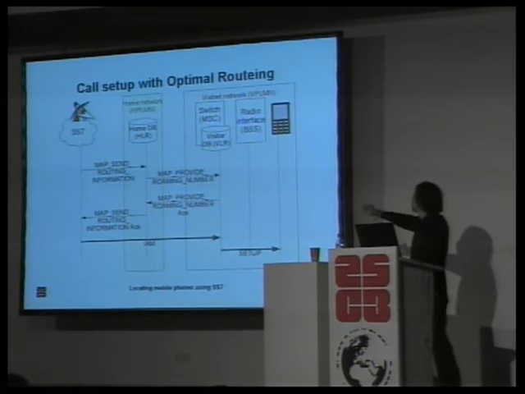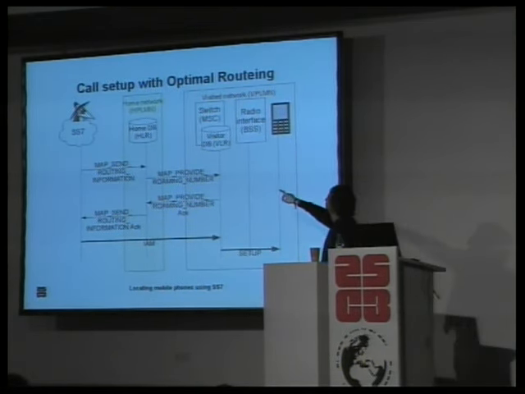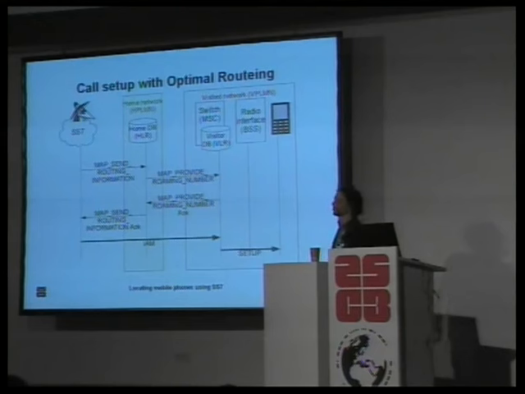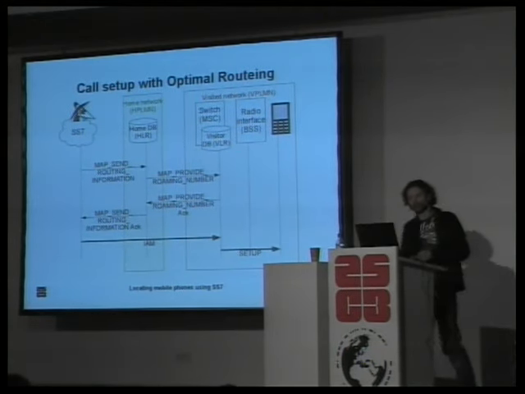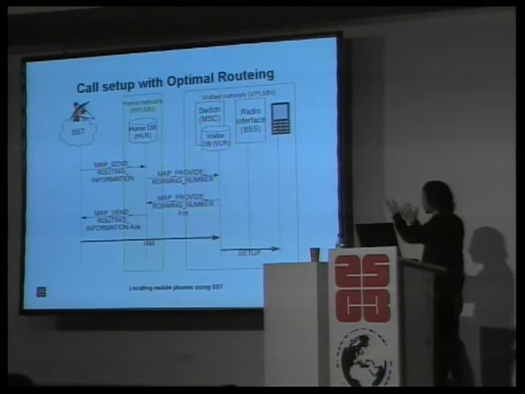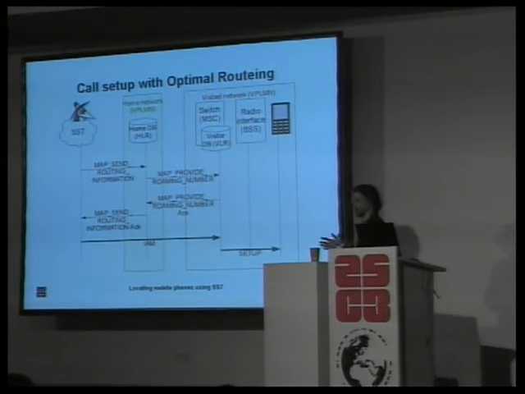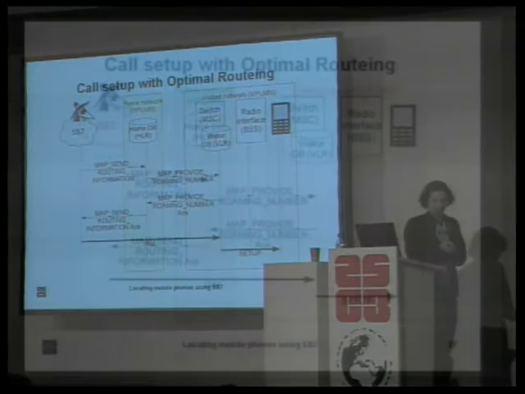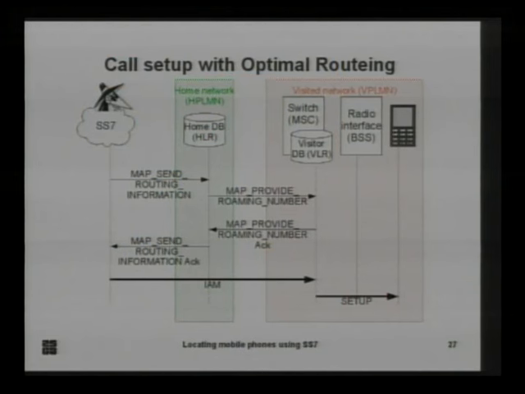So again, call set up with optimal routing. Your home database gets asked for routing information. It gathers the routing information it needs and sends the routing information directly back to the network that asked for it. So that's much like short message sending, they're converting short message sending to be more like voice calls, and voice calls to be more like short messages. Then the call setup message, the initial address message below here, will go directly to the switch you're currently logged into.